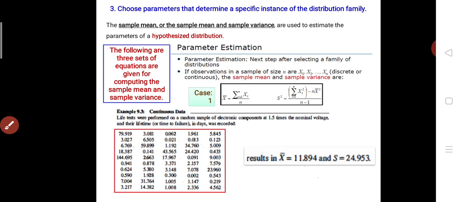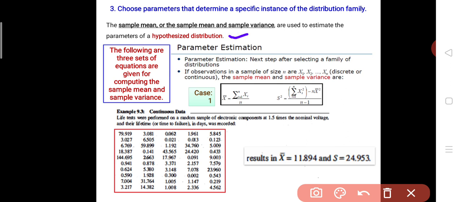Yes, the next step, the third step, is to choose a parameter that determines a specific instance of a distribution family. Once the specific distribution family is chosen, the next step is to estimate the parameters of the hypothesized distribution, right? A parameter can be estimated by using three different sets of equations for computing a sample mean and sample variance. So let us see the first case.